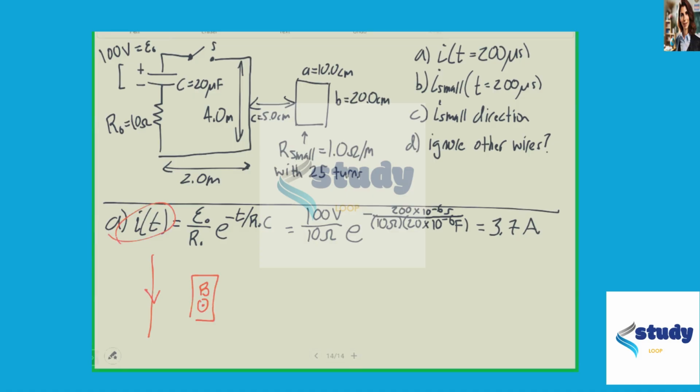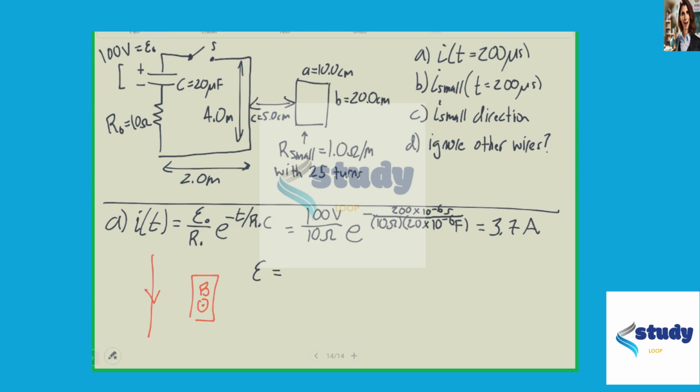The current in the big circuit, which is the thing that's actually making the magnetic field, is changing. So if the current's changing, the magnetic field's changing. And if the magnetic field is changing, there's a change in flux. And if there's a change in flux, there's a current because of Faraday's law. So the starting point for this problem is really Faraday's law.